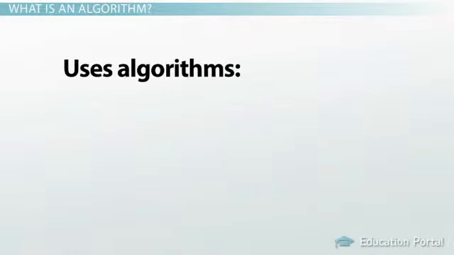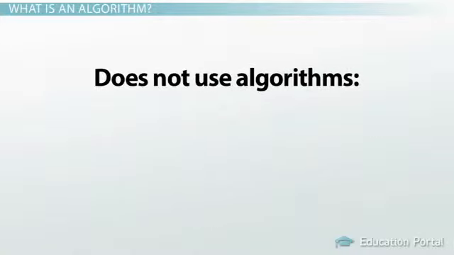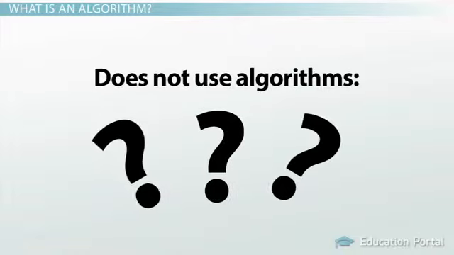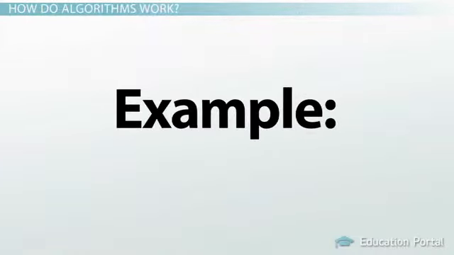Consider the earlier examples again. Spell checking uses algorithms. Financial calculations use algorithms. A search engine uses algorithms. In fact, it is difficult to think of a task performed by your computer that does not use algorithms. Let's take a closer look at an example.